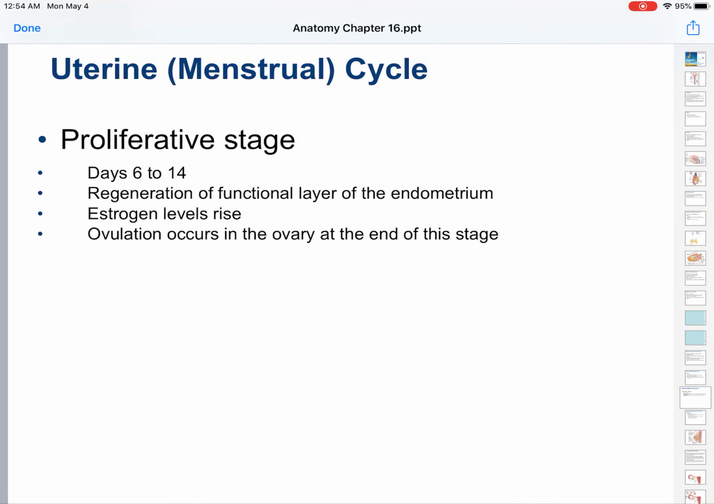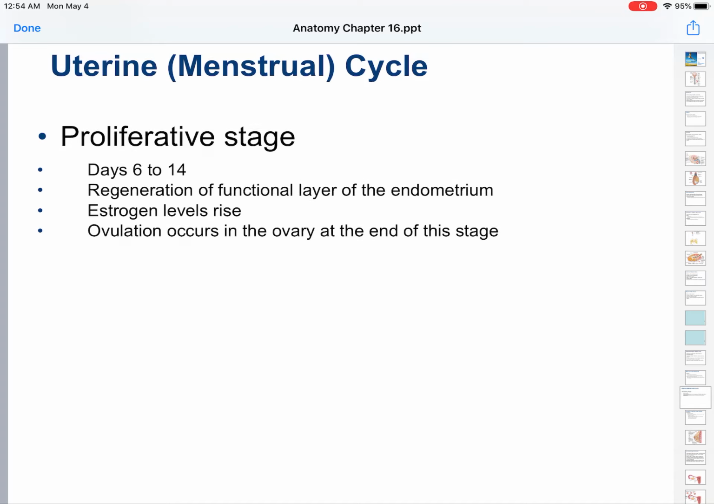The proliferative stage, days 6 through 14. Regeneration of that endometrium layer that was just lost. You also see a rise in the estrogen levels of the body. And at the very end, day 13, 14, 15 somewhere, ovulation occurs and the ovary releases either one or a few eggs.